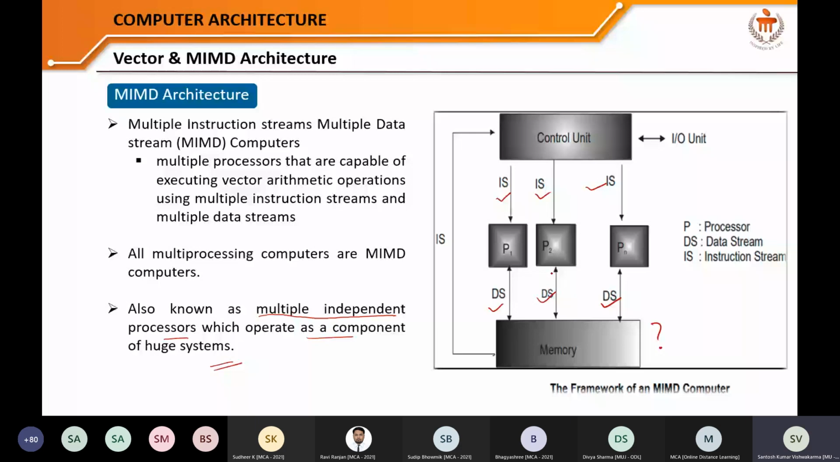So there are three types of computational models. The first is the von Neumann model. The second is the data flow model, and the third is the hybrid multi-threaded model. Okay, so there are three models that can be taken as the computational models.